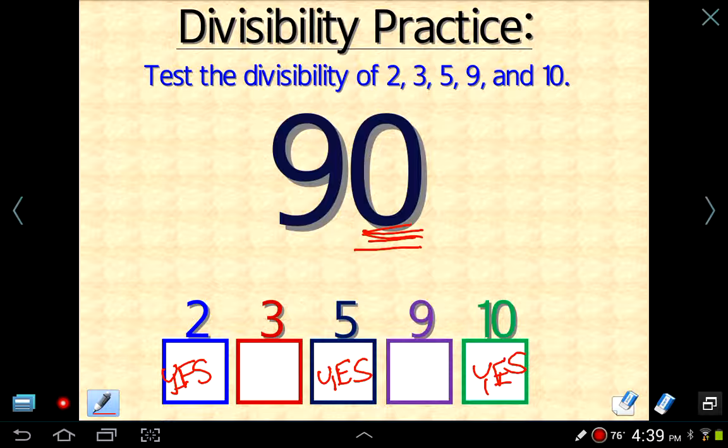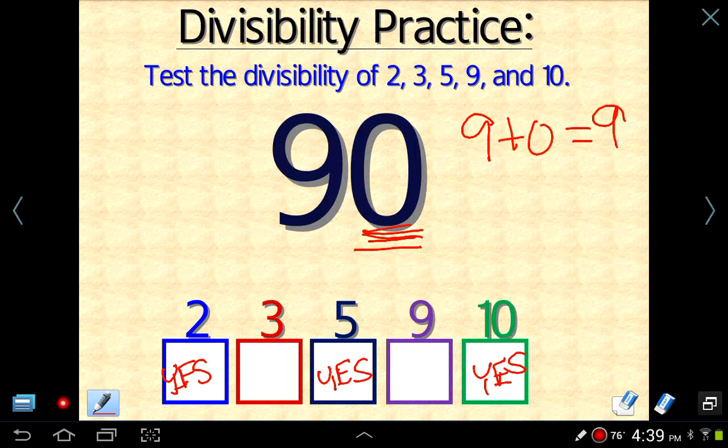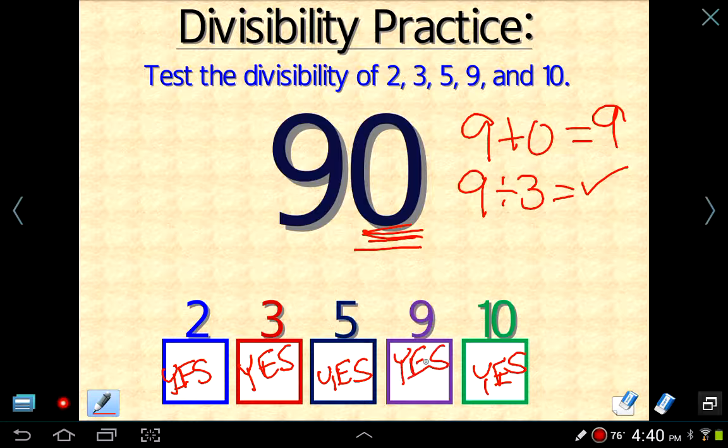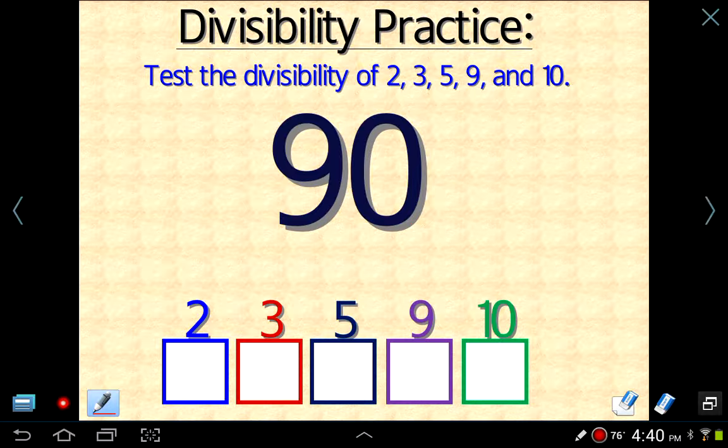Okay? Now let's look at the rule for 3 and 9. Now the rule for 3 and 9 is you add up the digits. Well, this is not hard, but I'm going to show you anyway. 9 plus 0 is 9. And does 3 divide into 9? It does. So 3 works. And 9 works. Why does 9 work? Because 9 divides into 90. Okay? Also, 9 goes into 9. It divides into 9. Don't tell anyone I'm saying go. Goes into, but I say that sometimes. You know what I mean.